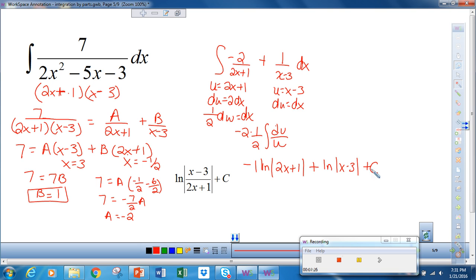And that's going to be plus the natural log of x minus 3 plus c. And you can see that that is the answer here, but where students make their mistake is forgetting to do u substitution here. Okay?